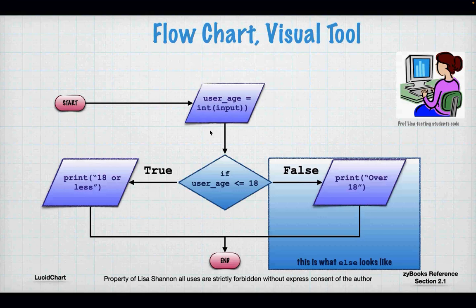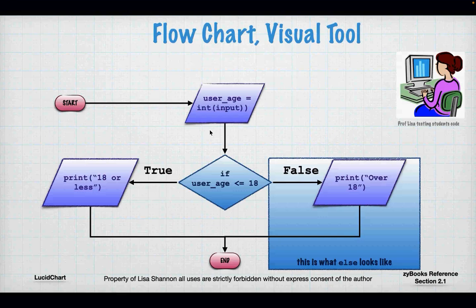So here is my quick flowchart. I have a start bubble and an end bubble. Then I have this offset rectangle. That offset rectangle, and by the way, the shapes are important. When you turn in your flowcharts, if your shapes aren't right, you're going to get points taken off. So input and output are that offset rectangle. A decision is a triangle. And you'll notice with my triangle, I have true coming out of one side and false coming out of another.